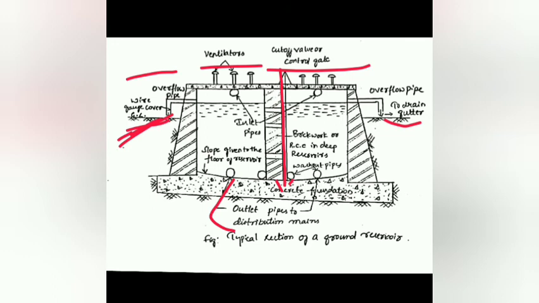So, from these pipes, it will be taken off to the distribution pipes or main lines. Slope is provided towards the center in order to take out the washout pipes. Here we can see the washout pipes.